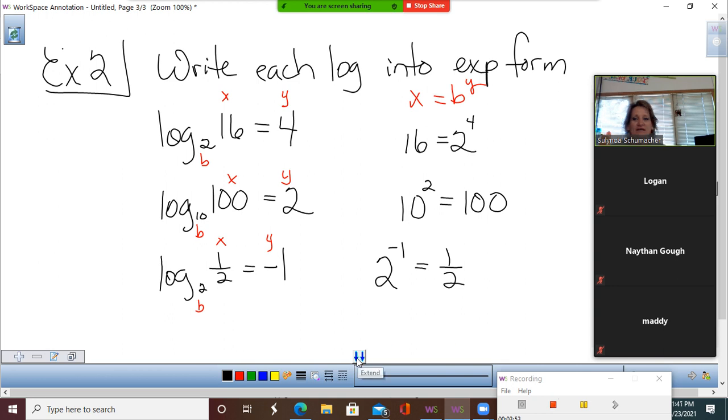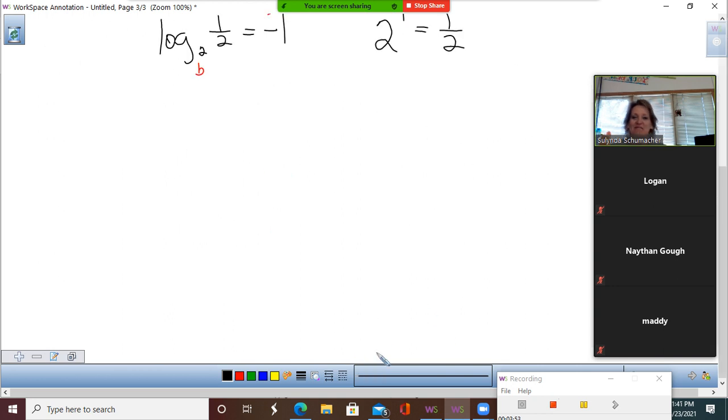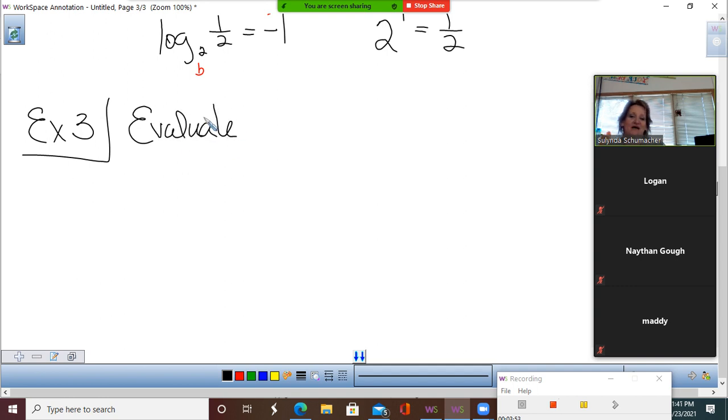All right, well, let's see why this is important. Example number 3. Now I'm going to ask you to evaluate the log. So you're going to have a log written, and it's not equal to anything. So let's say log base 3 of 27. It doesn't have anything equal to it because you're evaluating it.